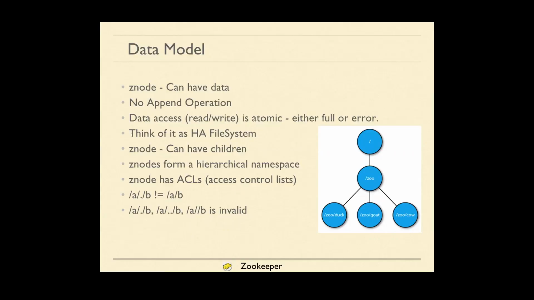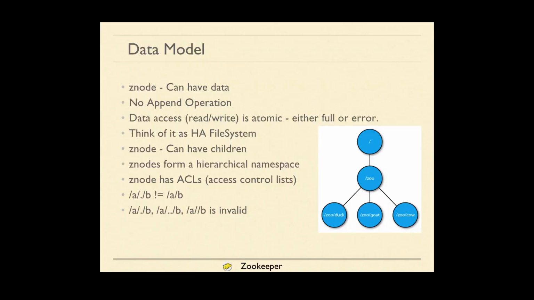In this Z node, we can only set the data. There is no update, no append, sorry, no partial writing. We completely change the data; we don't partially change it. The data access is either full or nothing. There is no midway, no dirty, no half-written data.